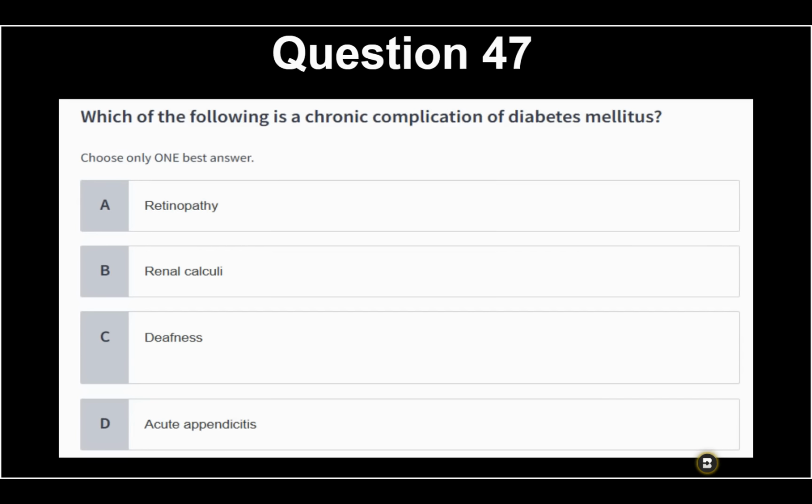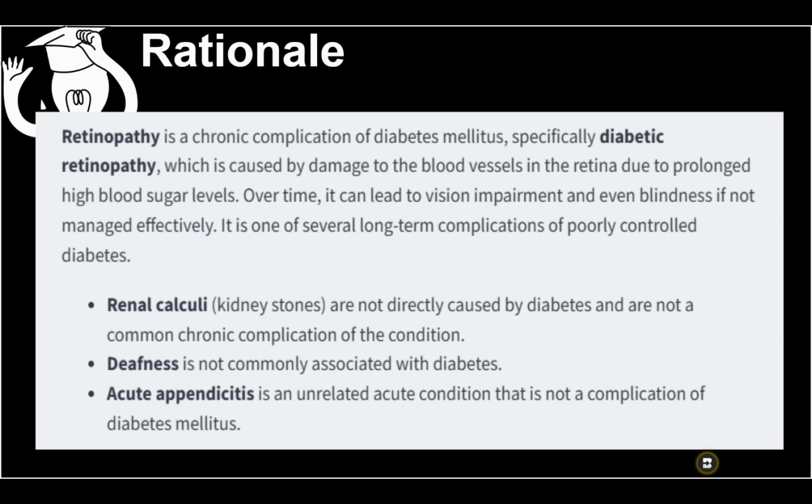Retinopathy is a chronic complication of diabetes mellitus, specifically diabetic retinopathy, which is caused by damage to the blood vessels in the retina due to prolonged high blood sugar levels. Now, over time, it can actually lead to vision impairment and even blindness if not managed effectively. It is one of several long-term complications of poorly controlled diabetes.